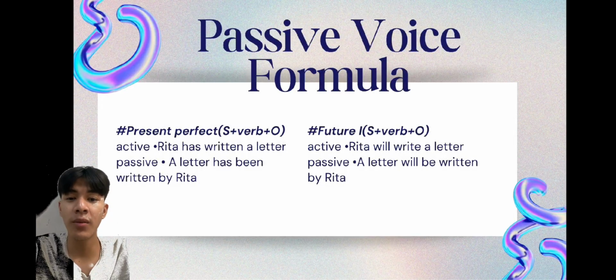My name is Tegar Dimasnanata. I'm from Group 7. Next part, present perfect, subject plus verb plus object. And then active, Rita has written a letter. And then passive, a letter has been written by Rita.